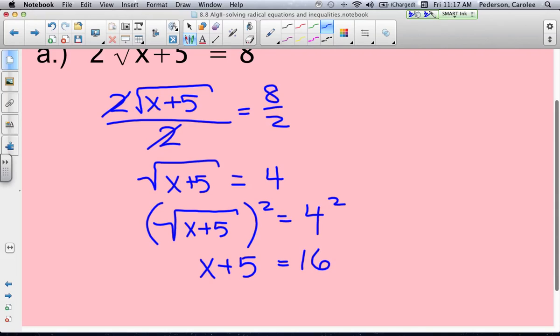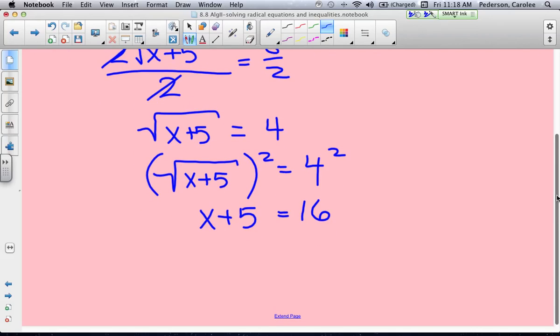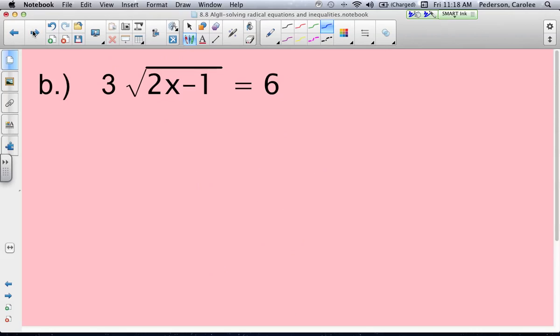is 16. The last thing we undo is that plus 5. To undo the plus 5, we would subtract 5. So 16 minus 5 gives us 11. You could substitute 11 back into the original equation to verify your answer. Next example.